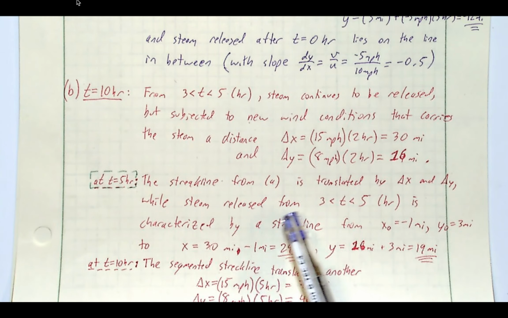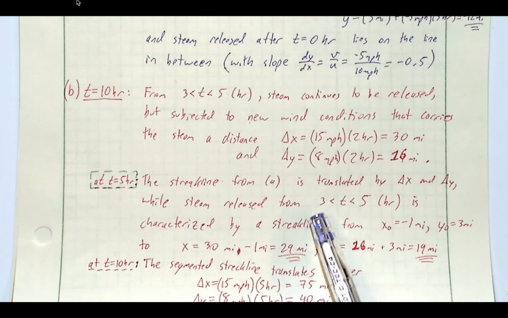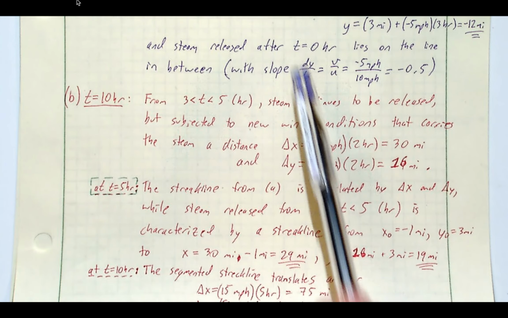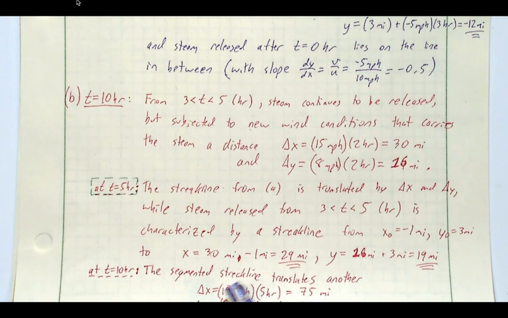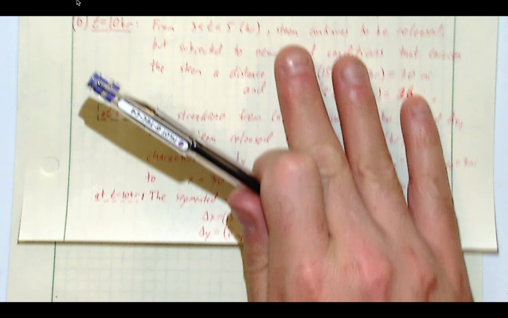While new steam is being released, now we can just treat that the same as we did for this line. And that is to say that for these last 2 hours, the steam that was released is now a streak line that goes from -13 up to a new one, which is the original location plus our new delta x's and delta y's. Okay, so let's show that graphically.